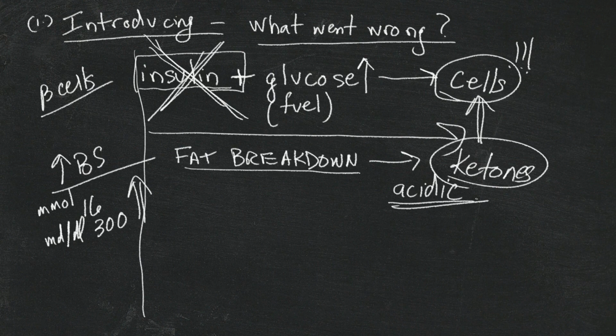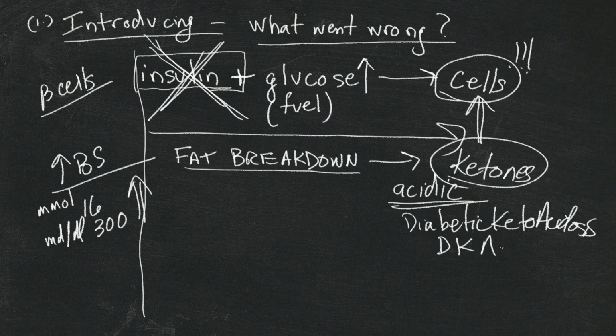And if we don't stop this process, you can go into what's called diabetic ketoacidosis, or DKA. That is a situation where you have no insulin at all, you're not getting any insulin replaced, and you can pass away from that. You can die as a result of not being treated.